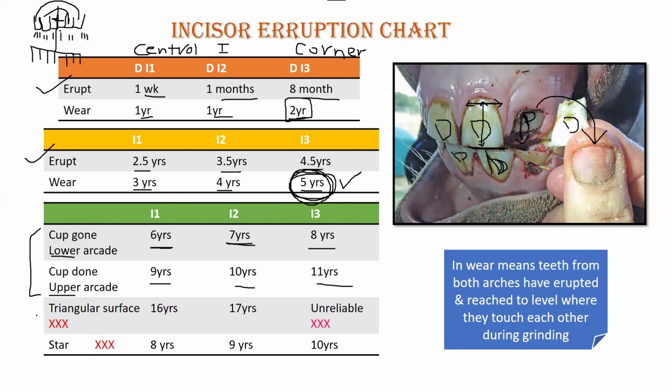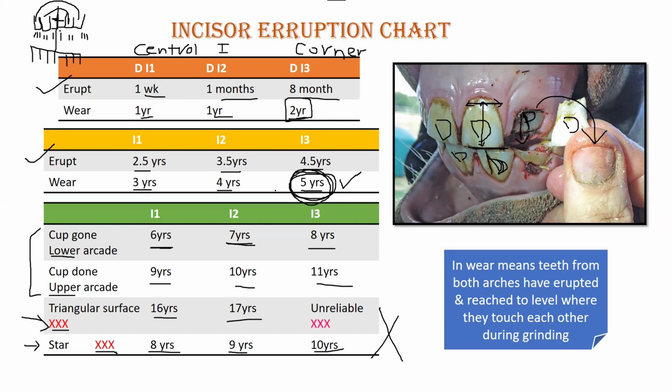Next, we have two more changes. Number 1 is triangular surface, and number 2 is star. I have made these in different color from the red lines because these are non-reliable factors. So I am mentioning them there. I am going to explain the dates, but you should not remember these because these are non-reliable factors. You should not rely on them. But the triangular surface normally starts to appear after 16 years, 17 years, and the date for I3 is unreliable. Same for star, it starts to appear on incisor 1 at 8 years, 9 years, and 10 years. But these are non-reliable. You should not go for them.